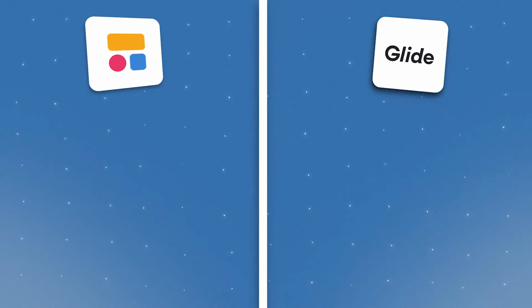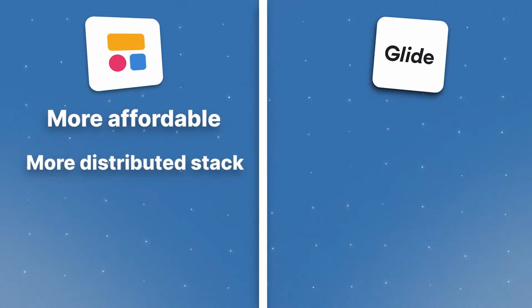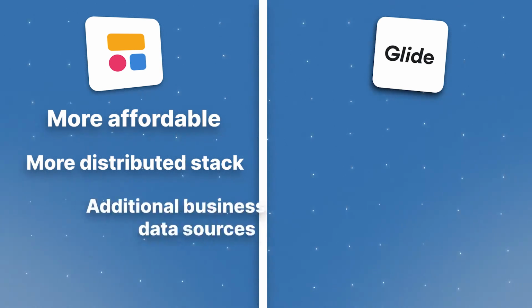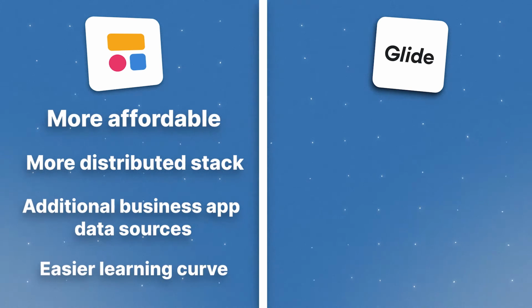So where might Softr be a better fit for you? Well, first off, it's more affordable. If you have more users, it's going to cost you significantly more on Glide. Softr also has a more distributed stack. So if you're already using tools today like Airtable and Zapier, you might find yourself right at home using Softr alongside these tools. Softr continues to be an ecosystem player with different business applications. So if you're using Airtable or SmartSuite or HubSpot, Softr plays really nicely with those other tools. Softr is also really easy to get up and running, especially if you come from a non-technical background.